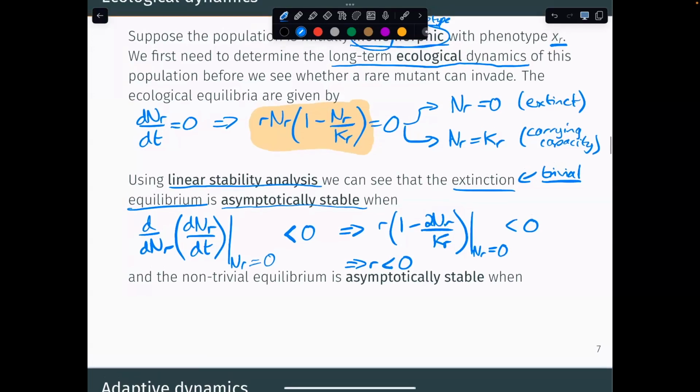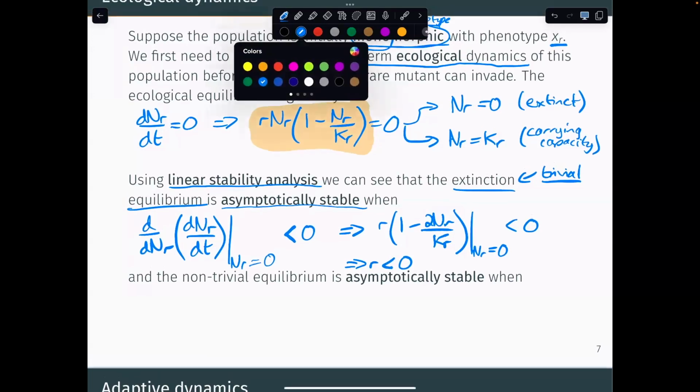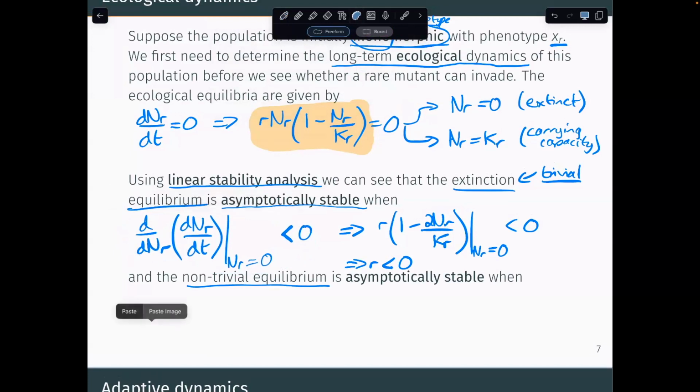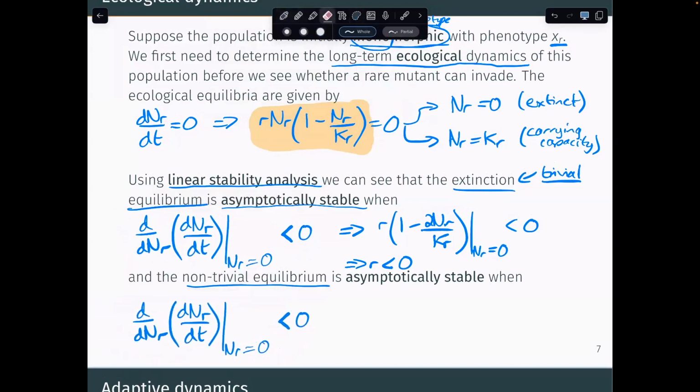So the non-trivial equilibrium, in other words, the carrying capacity state, is asymptotically stable when, well, we do exactly the same process. So we take this derivative, the growth rate of the population, dnr dt, we take the derivative with respect to the population, nr, and evaluate this when nr is equal to now kr. This is our carrying capacity.